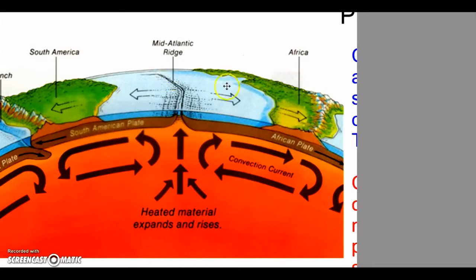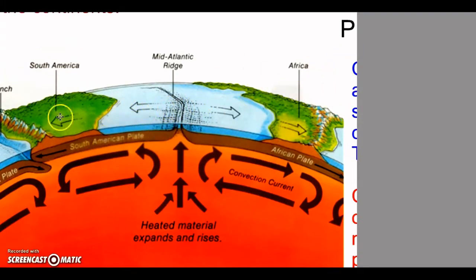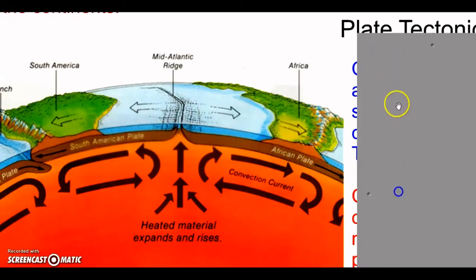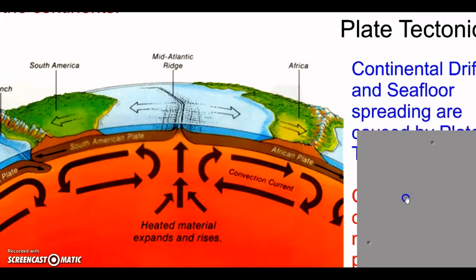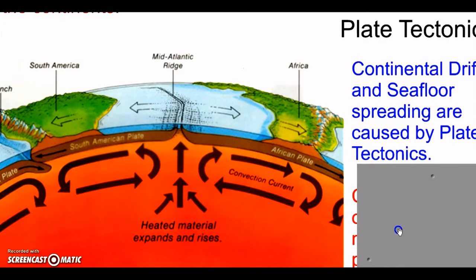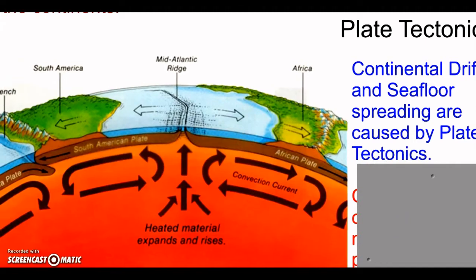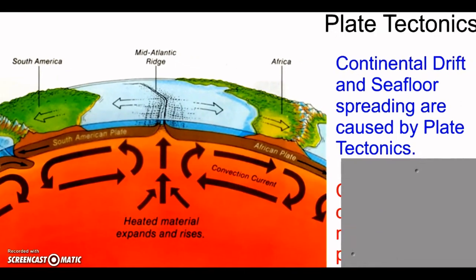Let's say this is South America, here's Africa, and we have these plates where the youngest rock is forming here in the middle, and then it gets older as it pushes apart. You put these two theories together, the continental drift and the seafloor spreading, and you get the theory of plate tectonics. Continental drift and seafloor spreading are caused by plate tectonics. So that's kind of the overview thought.